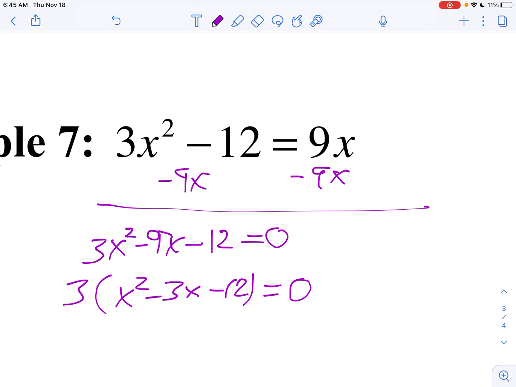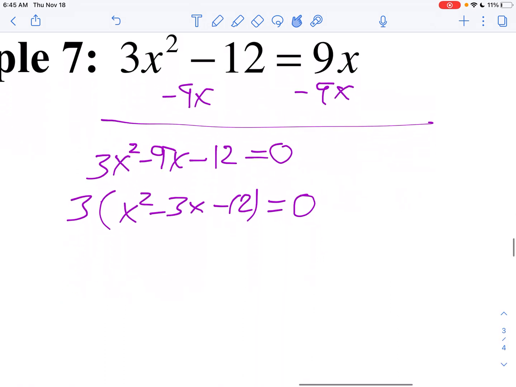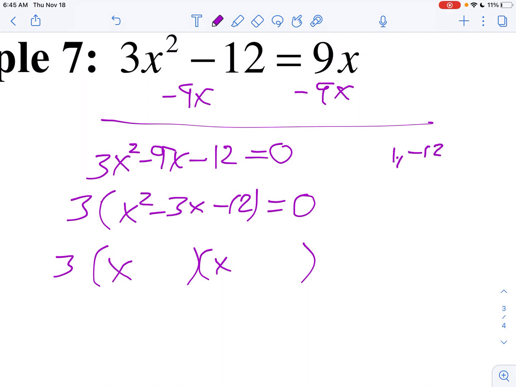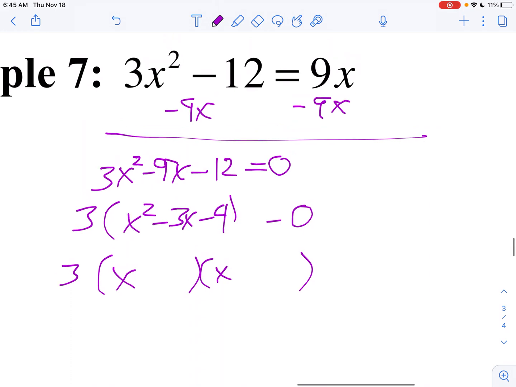Then I want to factor again my quadratic. So I'm going to make two parentheses. I want two numbers that multiply to negative 12 but add to negative 3. What multiplies to negative 12 would be 1 and negative 12, well, notice that adds to negative 11. If I go 2 and negative 6, that adds, you know what? I just noticed I made a mistake. Sorry about that. I didn't factor the 3 out. Minus 3x minus 4. Sorry about that.